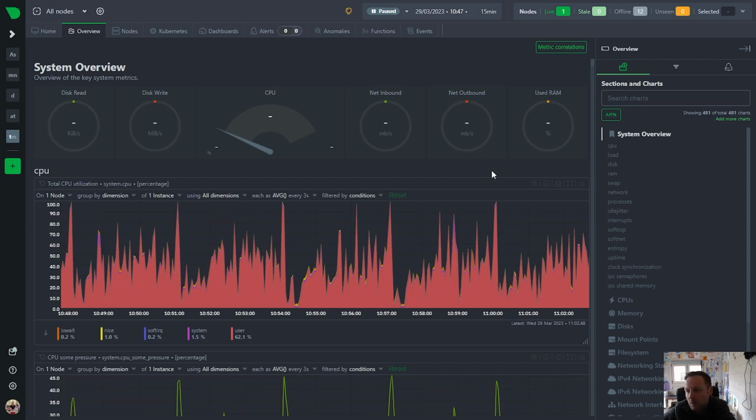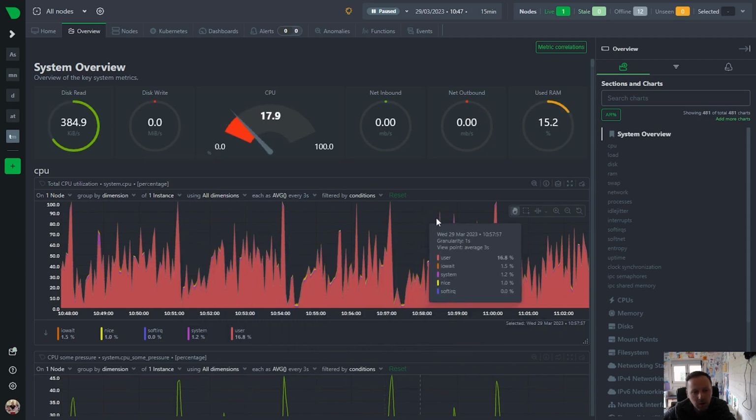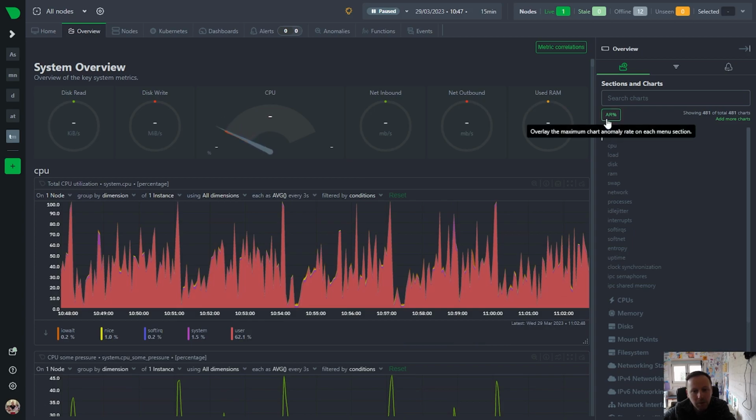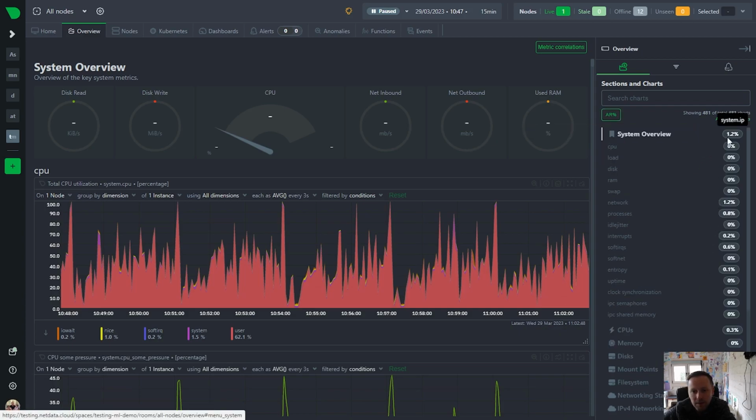There's two ways to use it. One way is just with the visible time frame. You can press the button and it will pause the chart for the visible time frame and add the anomaly rates to the menu. So in this case here, what we see is in System Overview, the highest chart anomaly rate was System IP, and 1.2% of the time it was anomalous.